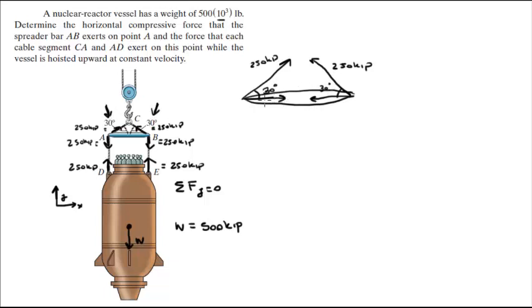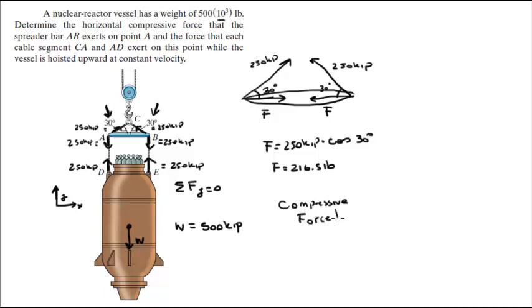So the compressive force is basically the sum of these two x components of this force, because they're compressing this slab. So the x component, let's call it F, right? So F is equal to 250 kip times the cosine of the angle, which is 30 degrees. So the force comes out to be 216.5 kip. So the compressive force being exerted onto this slab is equal to 2 times F, which is equal to 433 kilopounds.